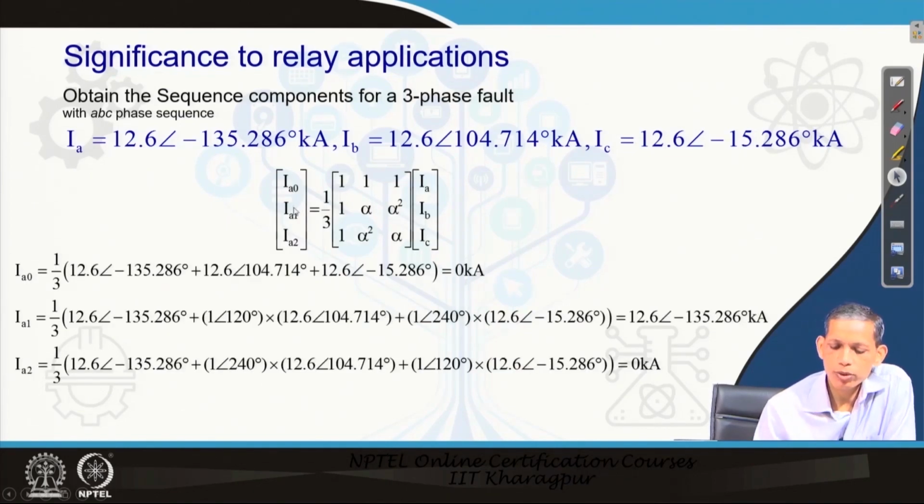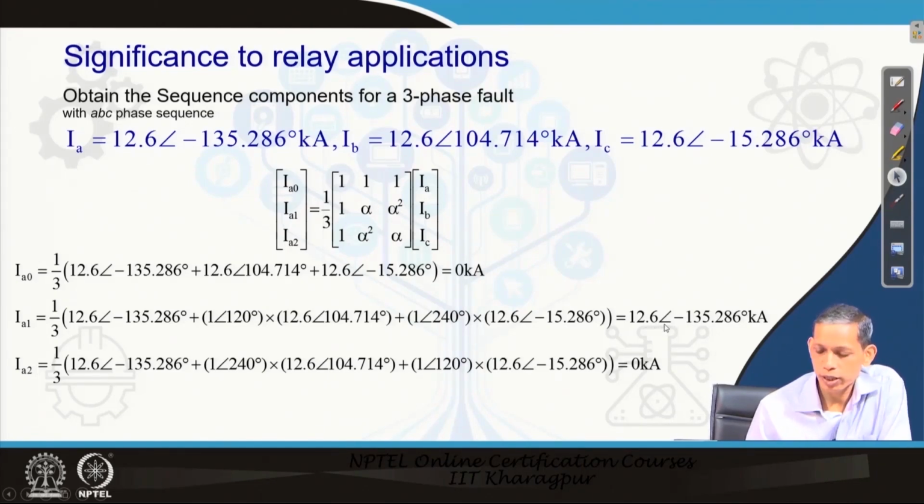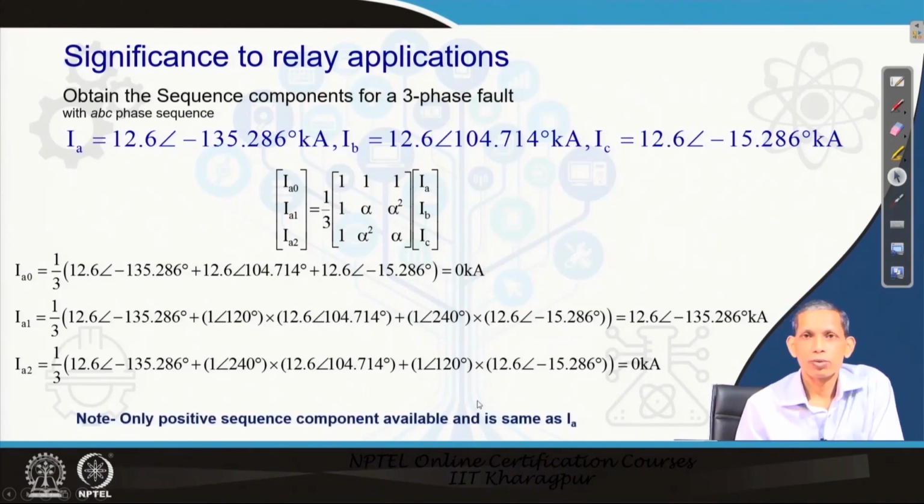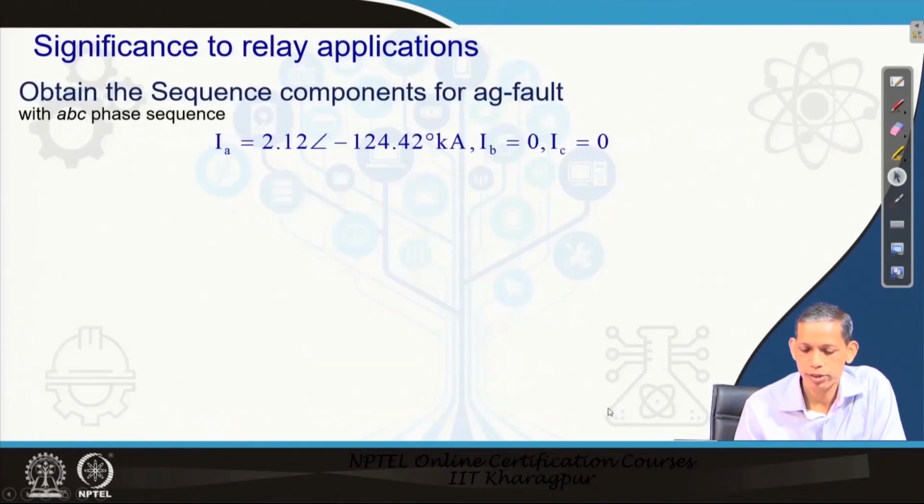Now, we conclude that if we calculate the sequence components using the T inverse matrix for this one, as you have already done, the zero sequence component is 0, the positive sequence component is the same as IA, as you have already seen earlier, and the negative sequence component is 0. So, only the positive sequence component remains for the balanced fault case, and it is the same as the phase A current.